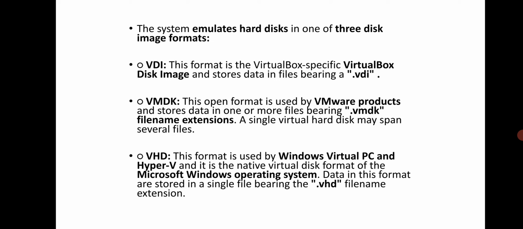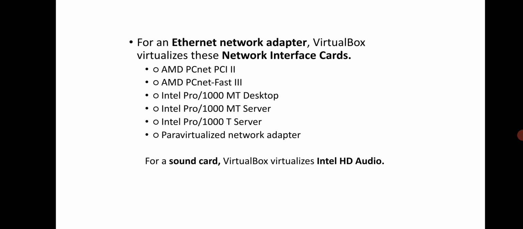The system emulates a hard disk in one of three disk image formats: VDI, VMDK, and VHD. For an Ethernet network adapter, VirtualBox virtualizes these network interface cards: AMD PCnet-PCI II, AMD PCnet-FAST III, etc. For a sound card, VirtualBox virtualizes Intel HD Audio.